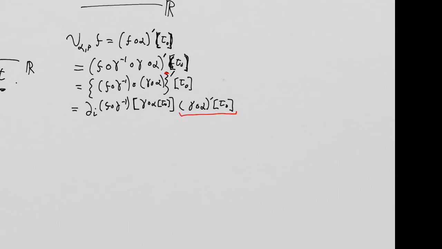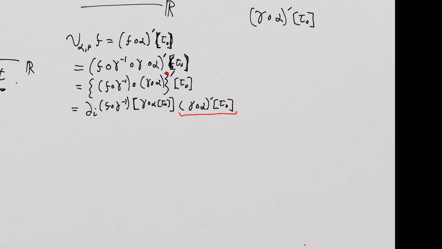This marking here doesn't belong. For whatever reason, it's there. Okay, so this term, what have we got? We've got gamma composed alpha prime at T0.